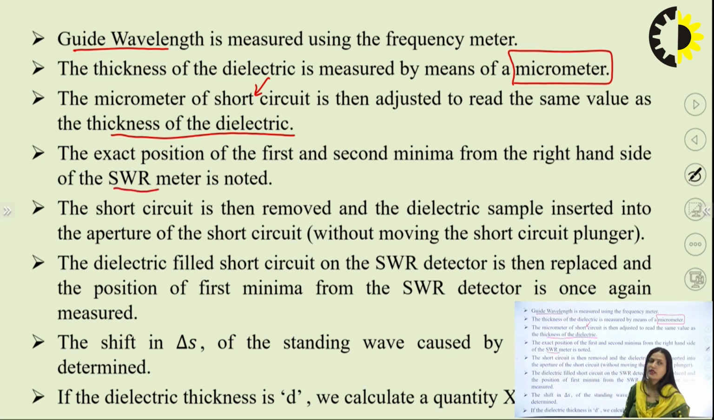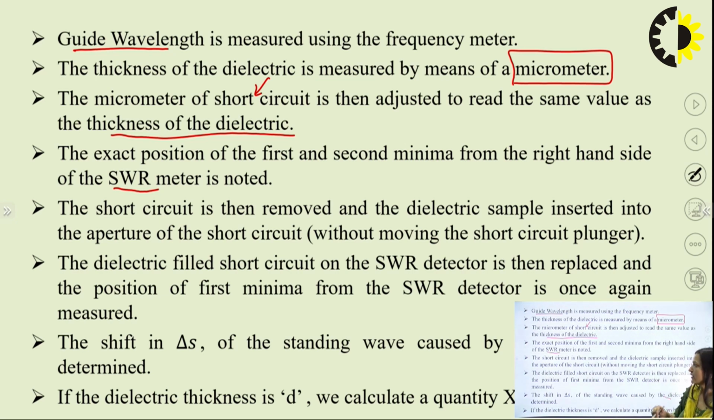It means first we will calculate the position of the first minima, then the position of the second minima. After that, the short circuit is removed and the dielectric sample is inserted into the aperture of the short circuit, without moving the short circuit plunger. It means we are not moving any device or changing any position in the circuit, and we will insert the dielectric sample which we want to measure. Now this dielectric-filled short circuit on the SWR detector is replaced, and the positions of first minima and second minima we will again measure.